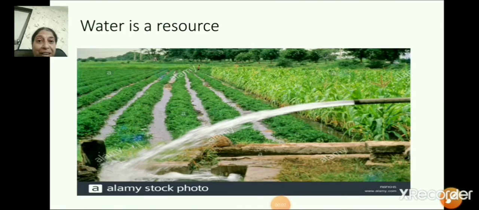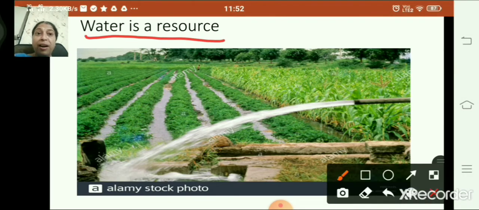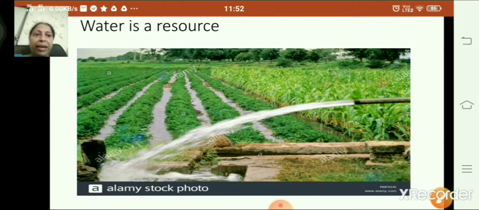Children, we need food to survive. So for that, what we have to do? We need to grow crops. How do we grow crops? For that, we need water. Without water, we cannot have food. So we need water to grow food. So water is satisfying our important need. So water is a resource.